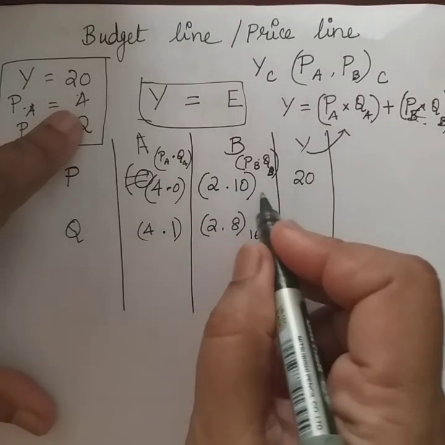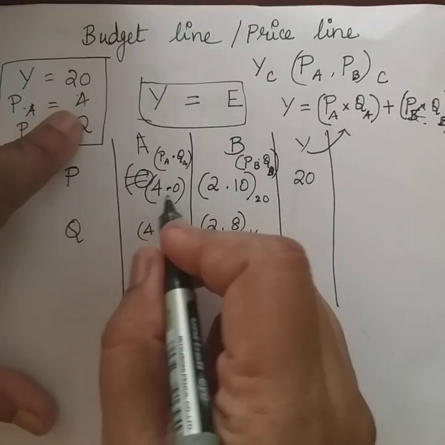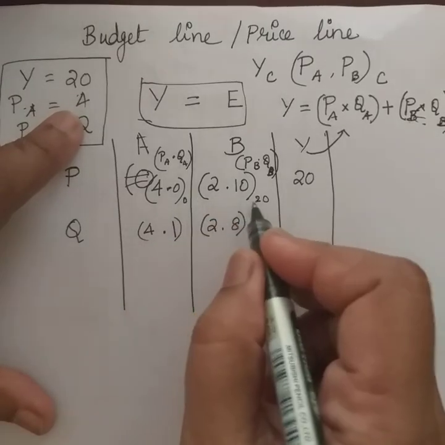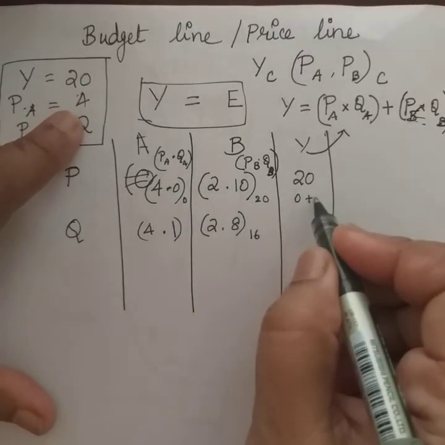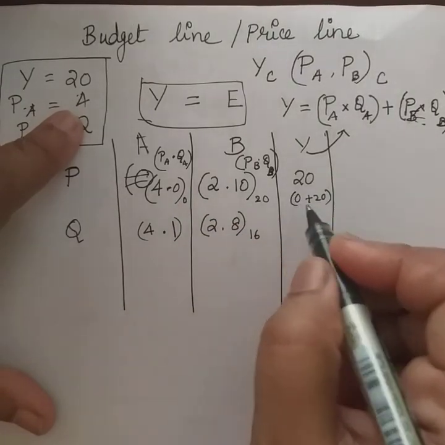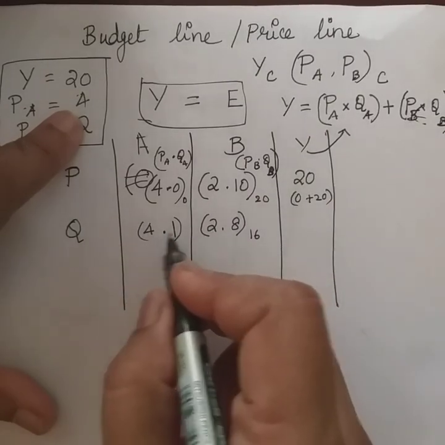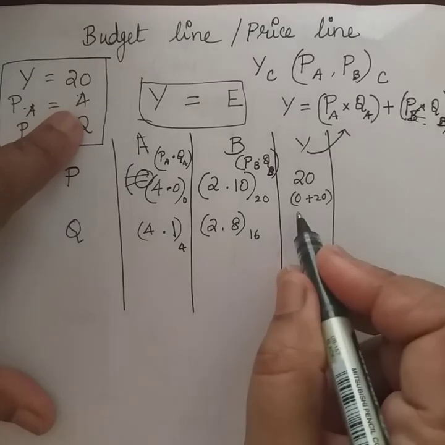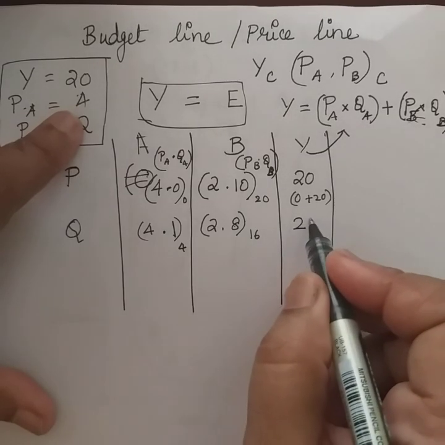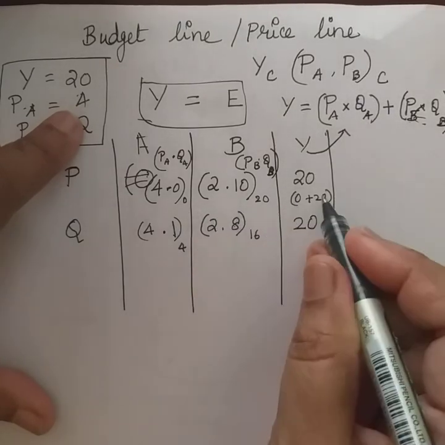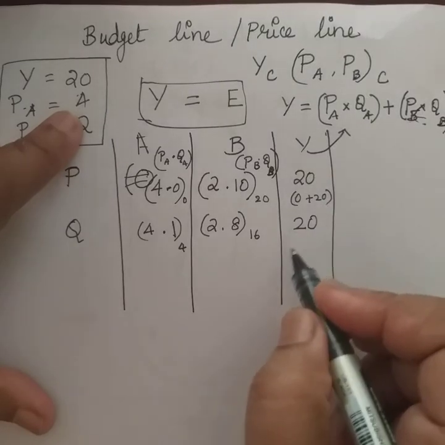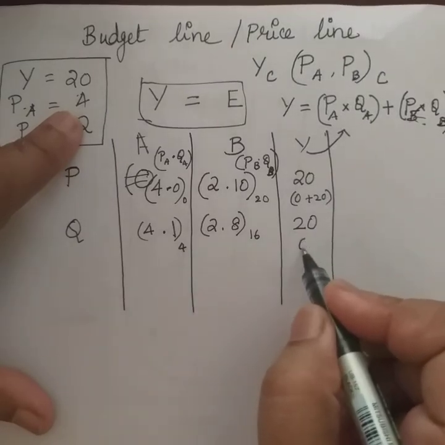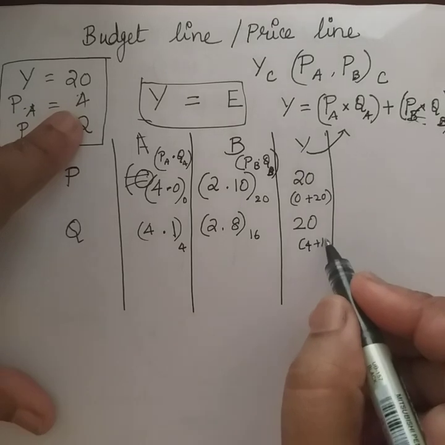Over here in this case it is going to be 20. In this case it is 0. So 0 plus 20 is 20. In this case 4 into 1, which is 4, and 2 into 8, which is 16. So once more, the total expenditure will be equal to the income, which is 4 plus 16 in this case.